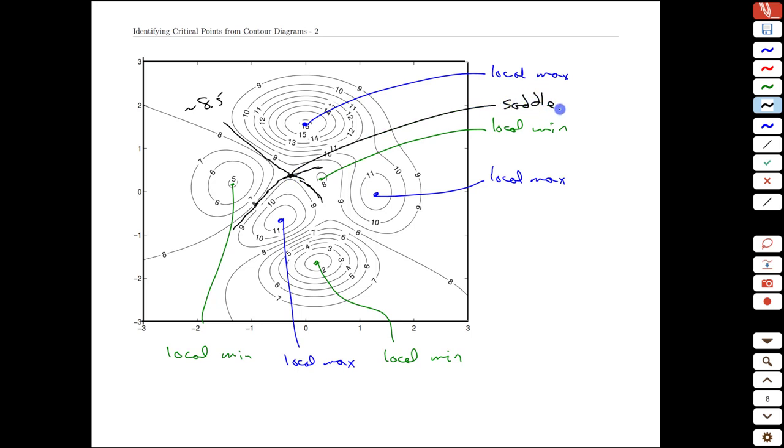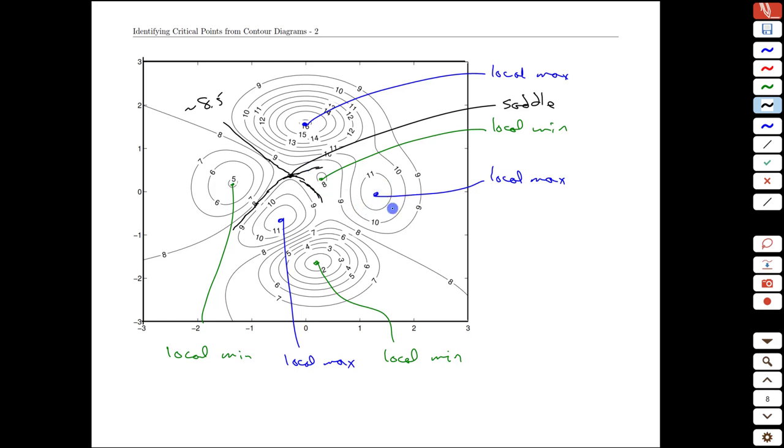So in some sense, we have to infer saddle points in contour diagrams sometimes if the height at which this crossing happens is not a nice integer. Notice that's not a problem at all for local maxes and mins. All we need to look for are the nested circles.